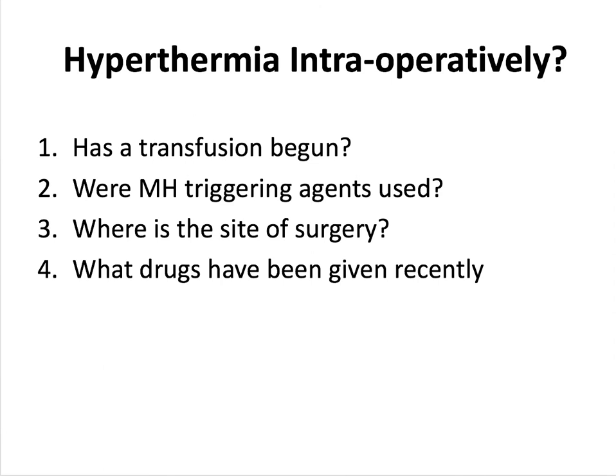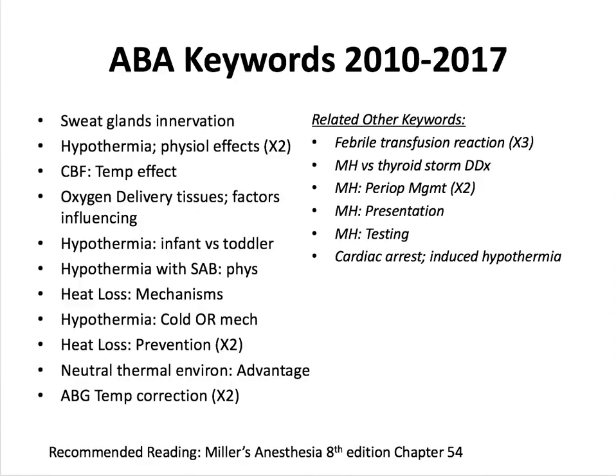We've covered some foundational knowledge on hyperthermia and hypothermia. Let's look back at our keywords again as we finish up. Sweat gland innervation is sympathetic cholinergic. Atropine can block it, and if you don't sweat as much, you can cause an iatrogenic hyperthermia, especially in kids.